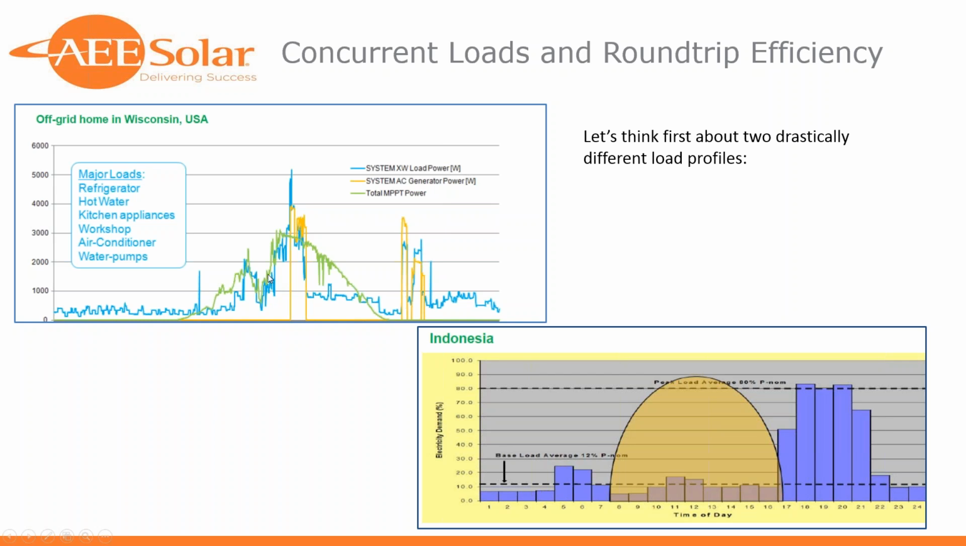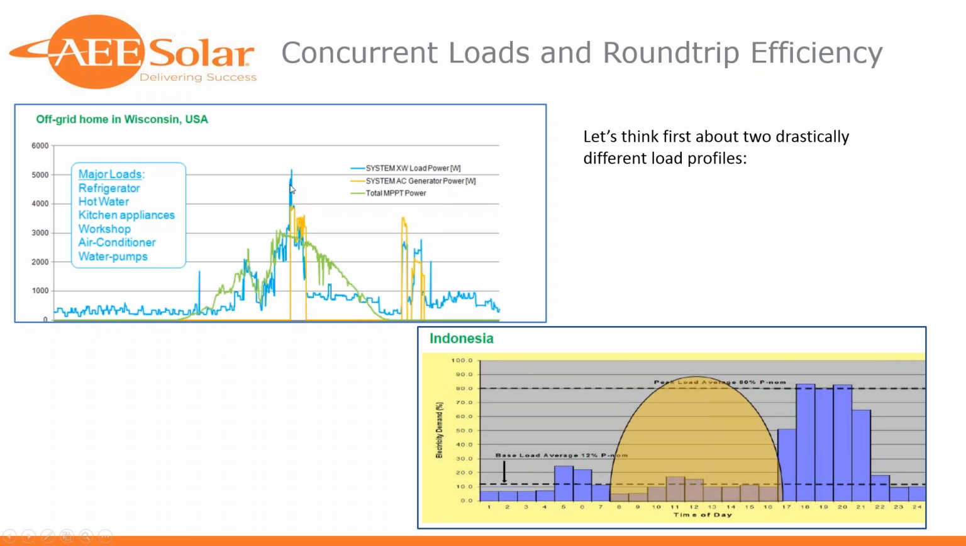So loads here in blue, generator power being this kind of gold color, and total MPPT power or array power in green. So for the most part, except when this generator is kicking on, we see that loads are pretty much in sync with what we're able to do via production of the array. So the sun comes up in the morning, people wake up, they're turning some things on, they're running some loads, they go through their kind of daily behavior.